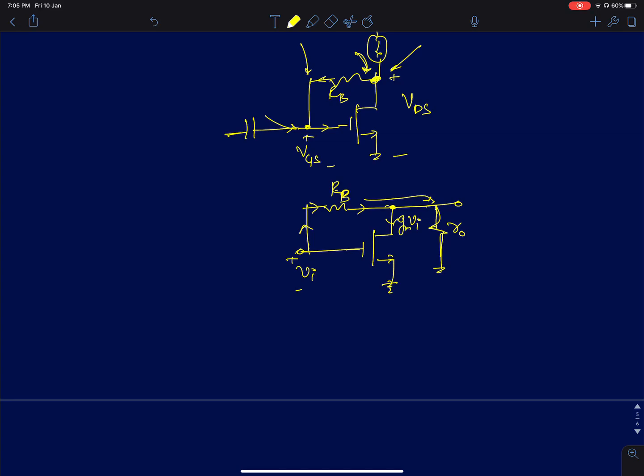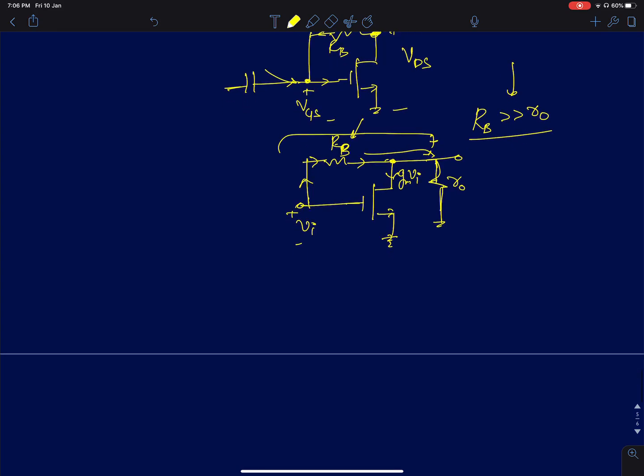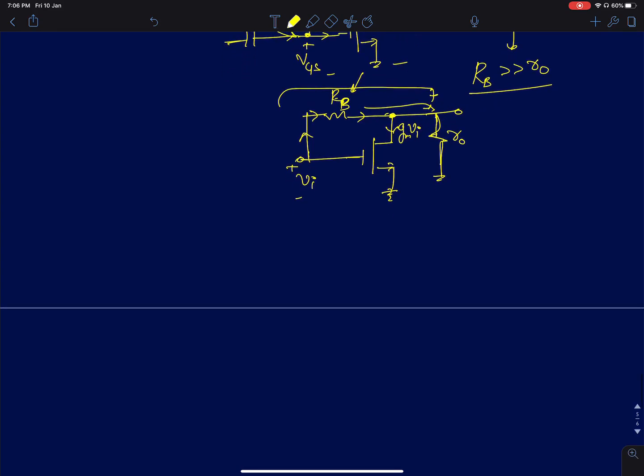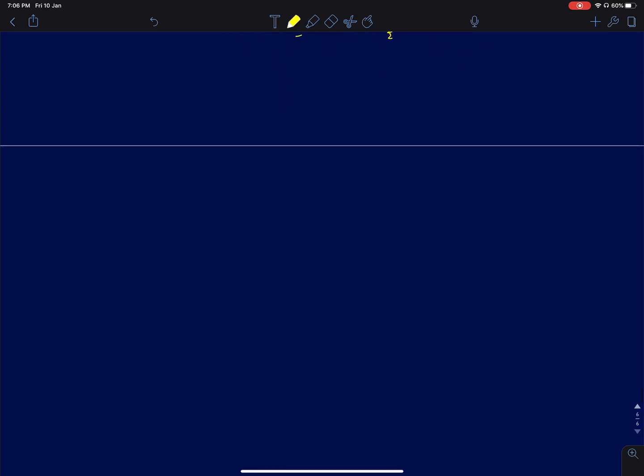If RB is sufficiently large, ideally very large, meaning the resistance value RB should be much greater than R0, you can estimate R0 from simulations. If it's a few kilo ohms, then you can choose RB as a few mega ohms. Then I can ignore the path through RB, and the gain will simply be, let me derive the gain for that, then you will understand what I'm saying.